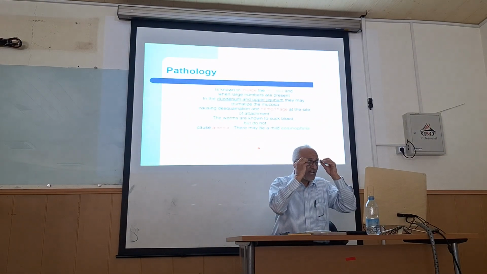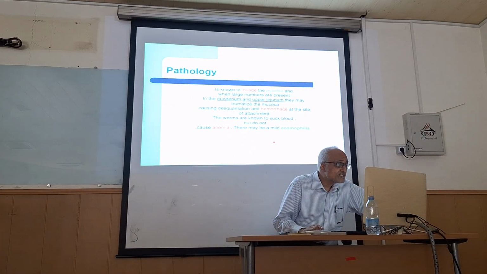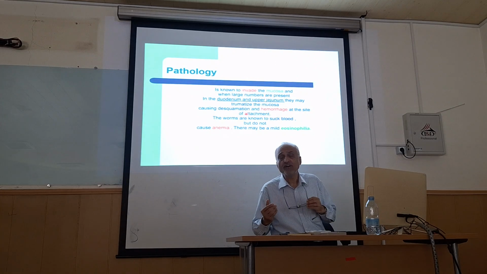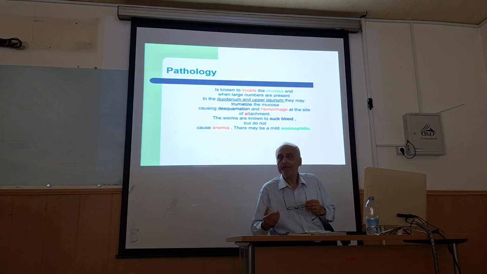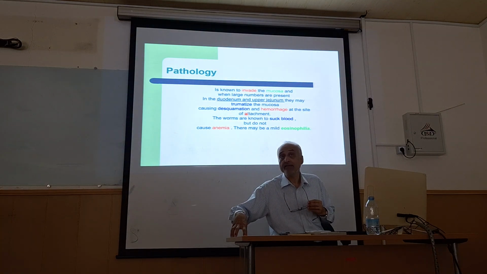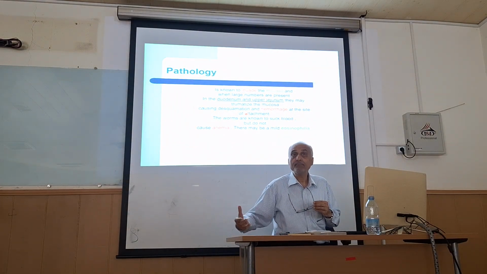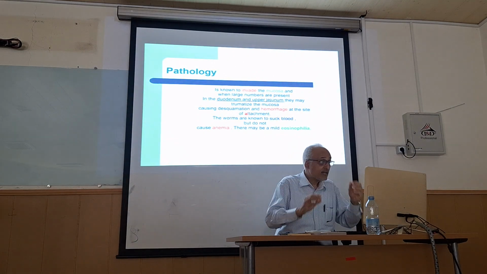For pathology, it is known to invade the mucosa, and when large numbers are present in the duodenum and upper jejunum, they may traumatize the mucosa, causing desquamation and hemorrhage at the site of attachment. But a small number of these parasites can do nothing. So this also drags your mind to the most important point in parasitology, that worm burden is very important in determining the severity or mildness of the infection among infected people.